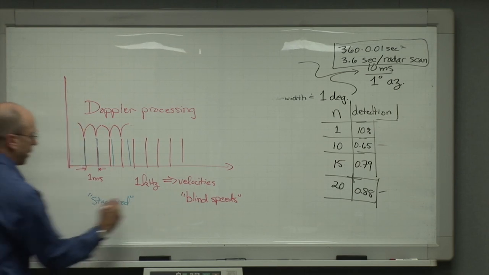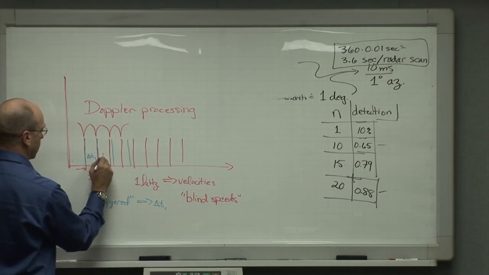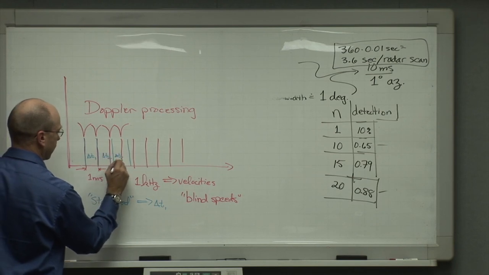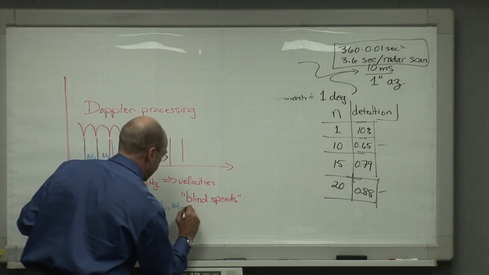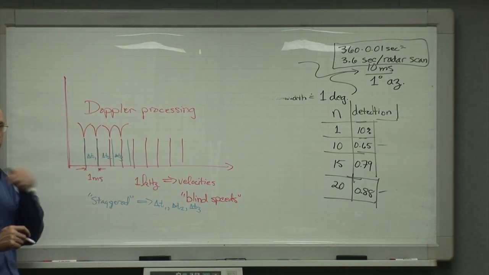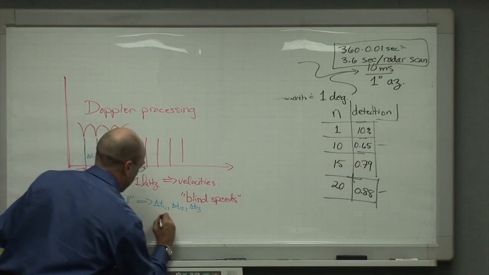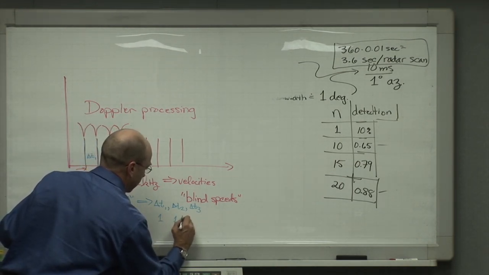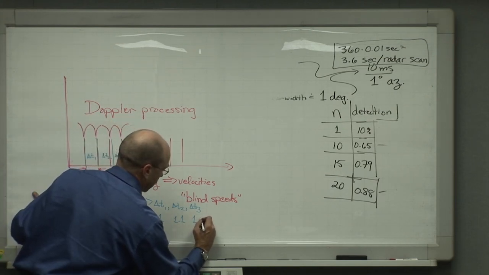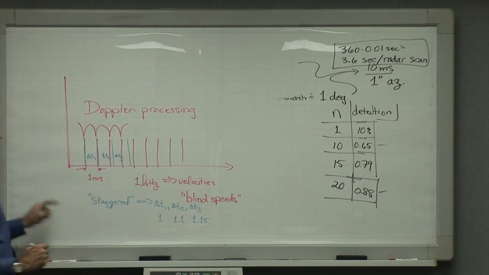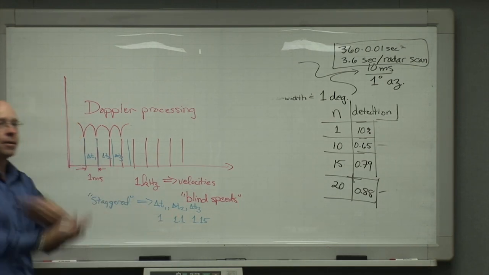Staggered. That means that delta T1 right here, delta T2, delta T3, we've got 4 pulses, so 3 intervals. Delta T1, delta T2, and delta T3 are not any kind of integral multiples or half multiples of each other. So if this is 1, this might be 1.1, and this might be an interval of 1.15. 1 millisecond, 1.1 milliseconds, 1.15 milliseconds maybe. You can vary it. By staggering the pulses, they eliminate the blind speed problem.